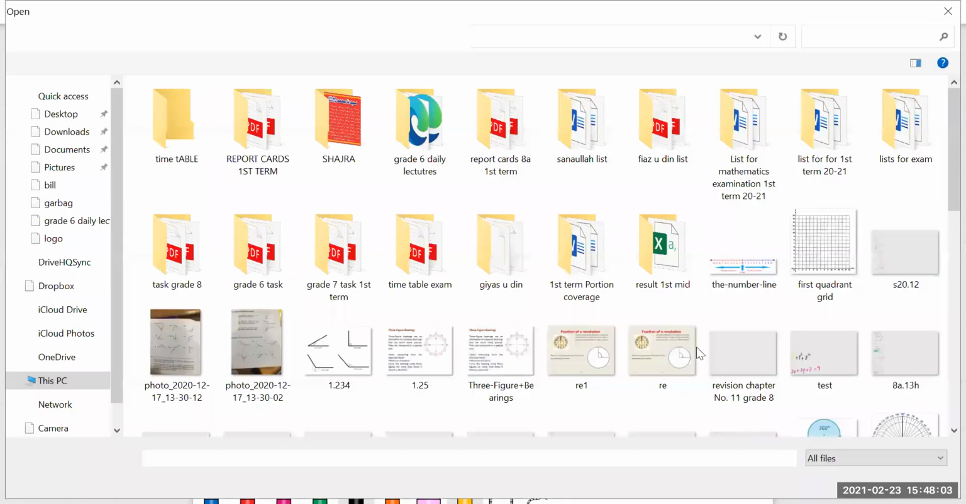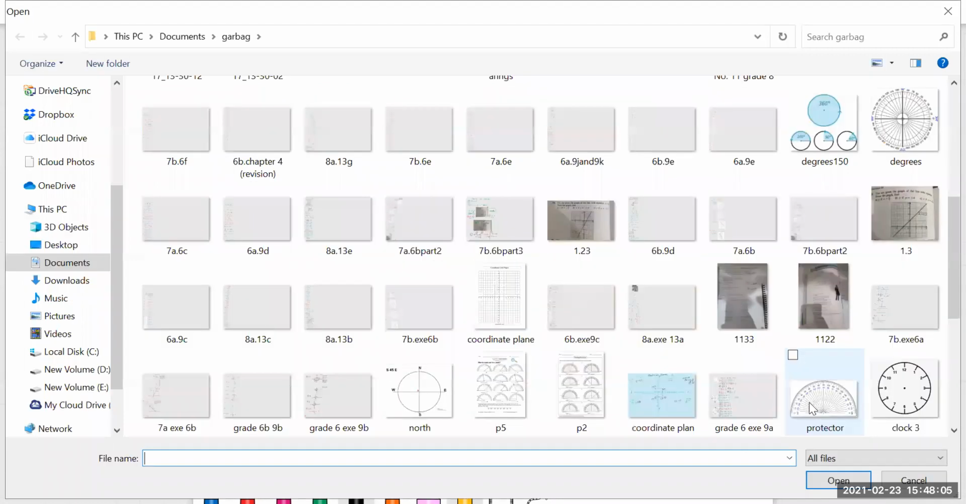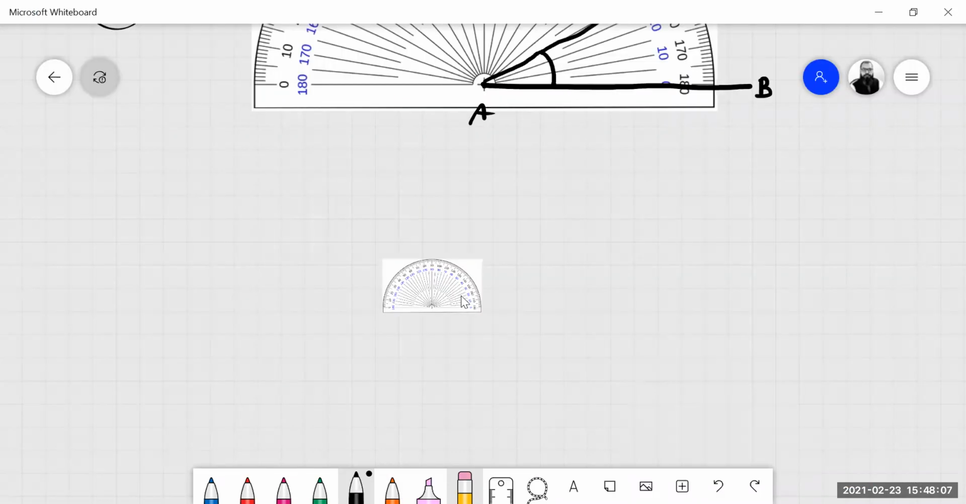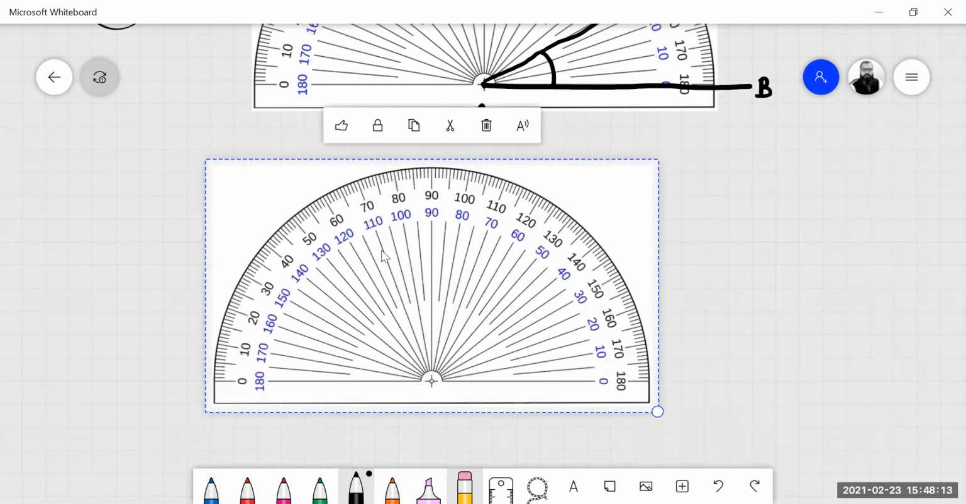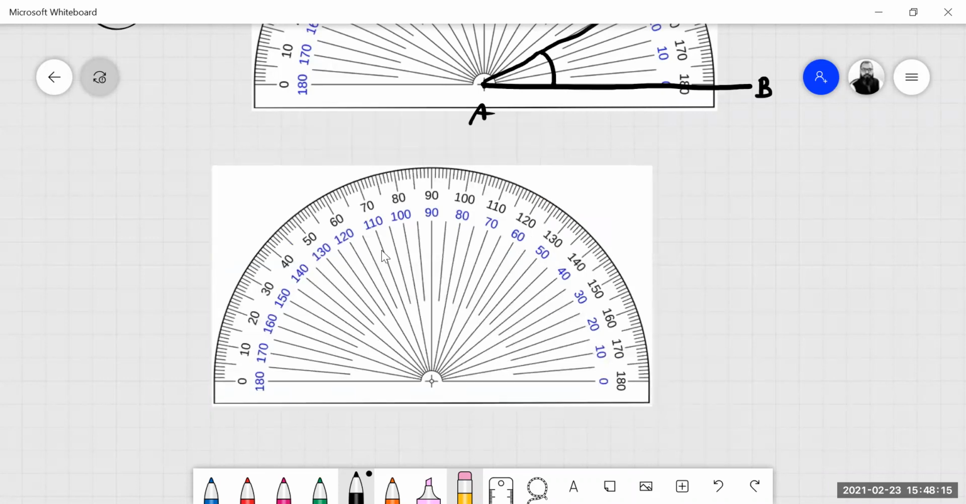So I will select this again. Protractor. Okay, that point should be on the line which you draw at 0 degrees, a straight line on the paper. And that point should be on that starting point A. And this is the line AB.